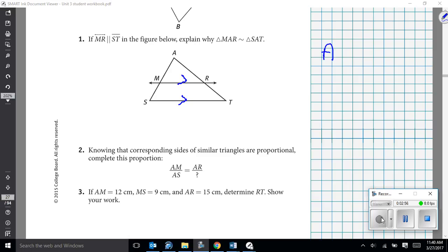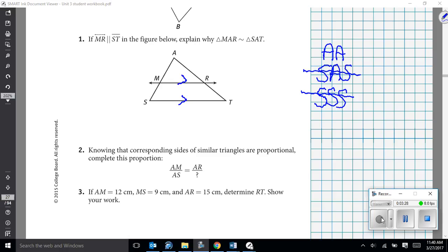We have angle, angle, side, angle, side, side, side, side. All right, so looking at this, do we have any side information? No. So we can pretty much eliminate that one. We still don't have any side information, so we're not going to use that one.